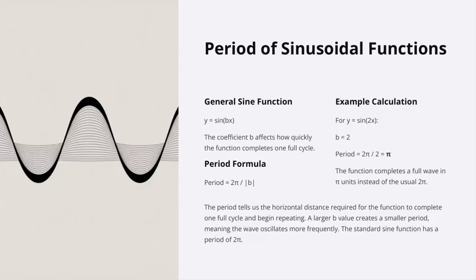Remember, the standard sine function has a period of 2 pi, which is the distance it takes to complete one full cycle before repeating. So, understanding how the coefficient b impacts the period helps us analyze and predict the behavior of sinusoidal functions more effectively.